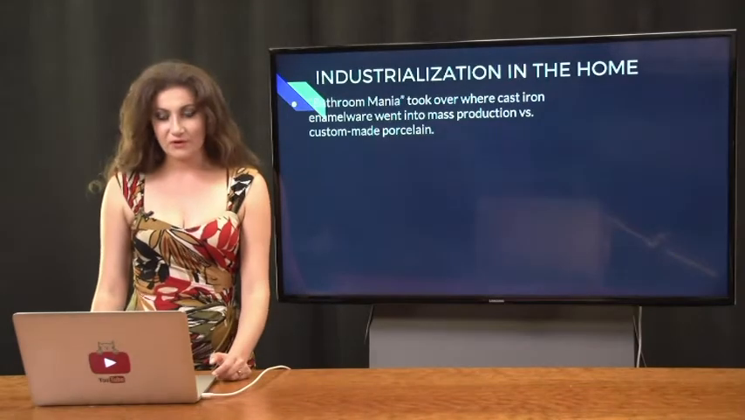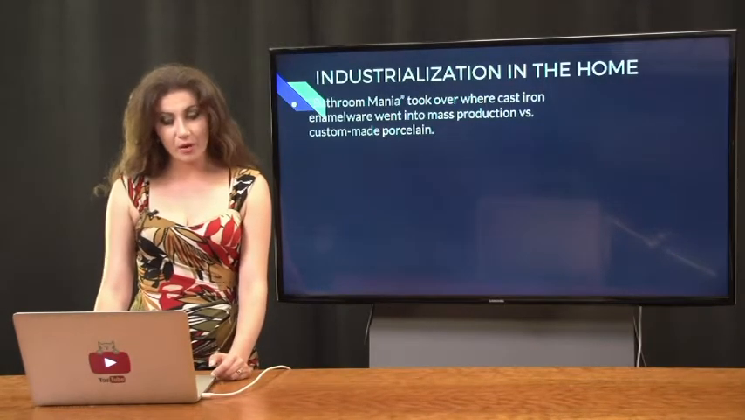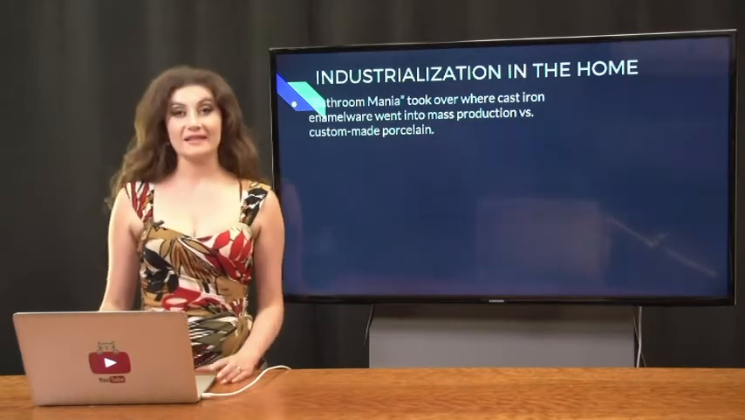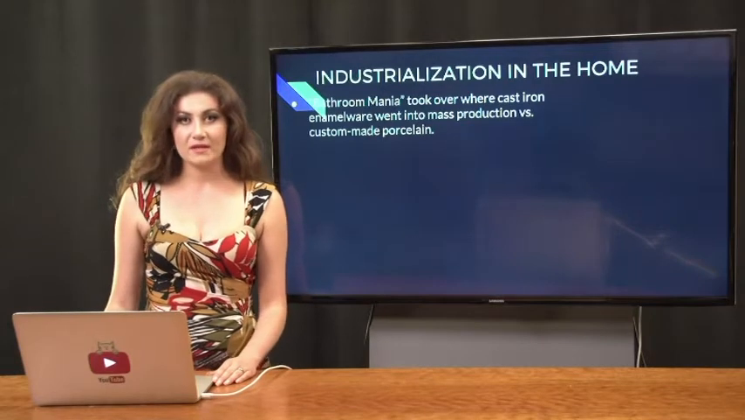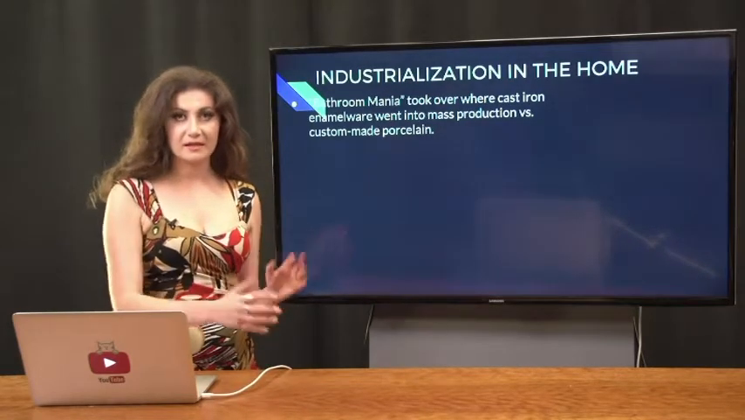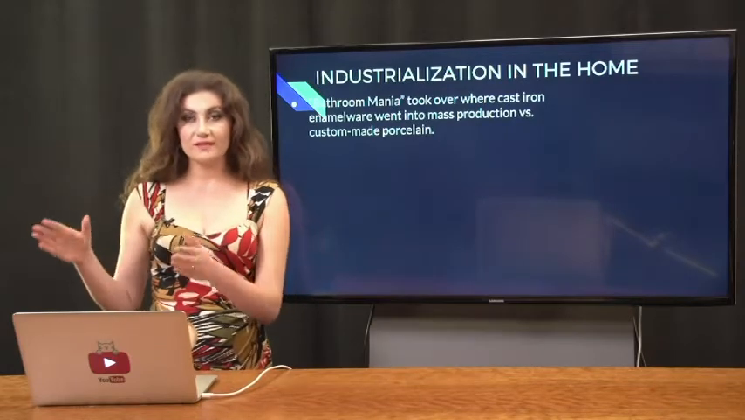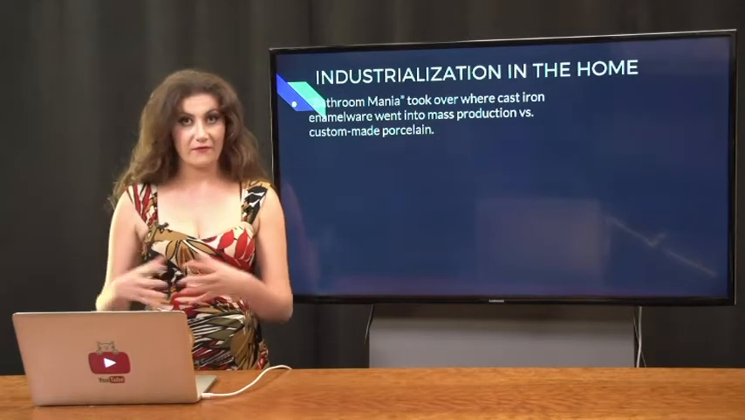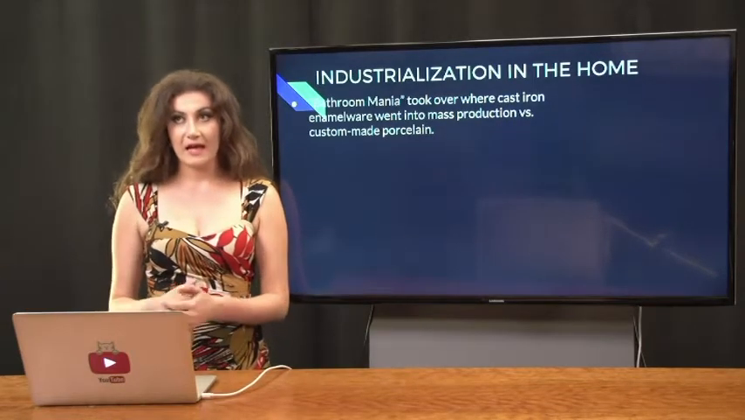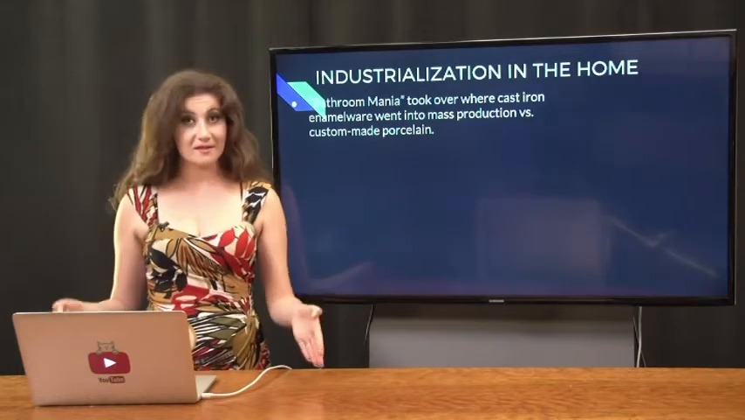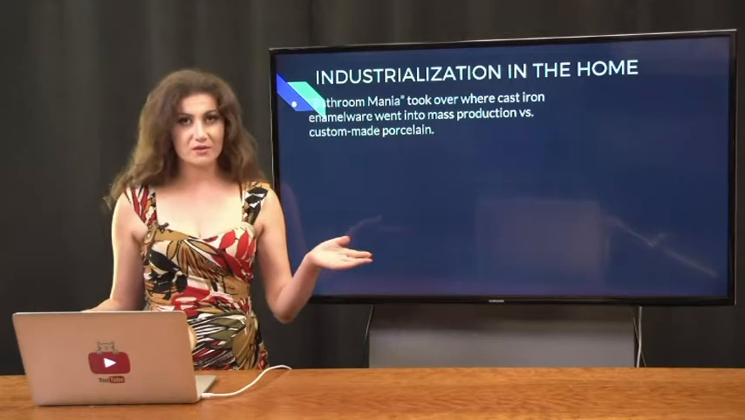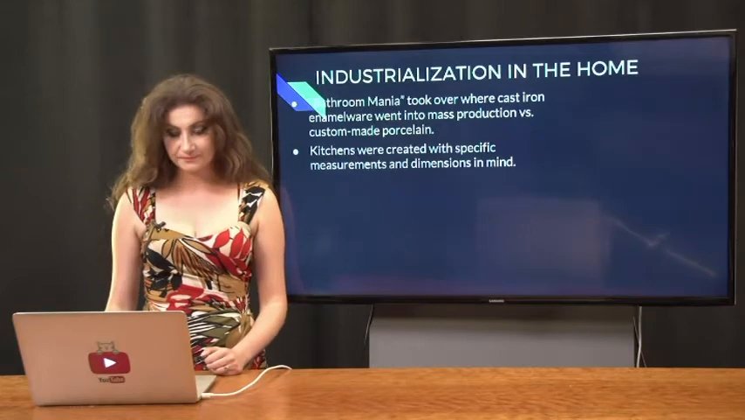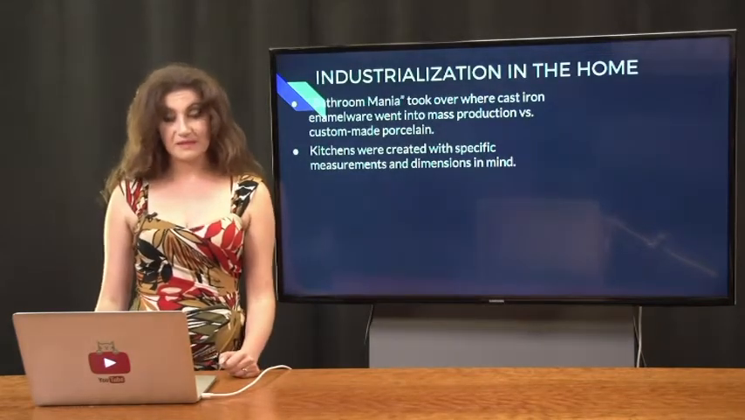So the bathroom mania took over also, where cast iron enamelware went into mass production versus custom-made porcelain. I don't know if you know this, but back in the day, every house had to have a person come and customize particular porcelain sinks, toilets, and bathtubs relative to each particular house. This changed and made things much faster, where there was a factory that produced cast iron bathtubs, and they were set to a particular standard. Those standards still exist today. If you go to Home Depot or Lowe's, you'll notice that the dimensions of most of the things that they sell are set to a specific standard. Kitchens were created with specific measurements and dimensions in mind.